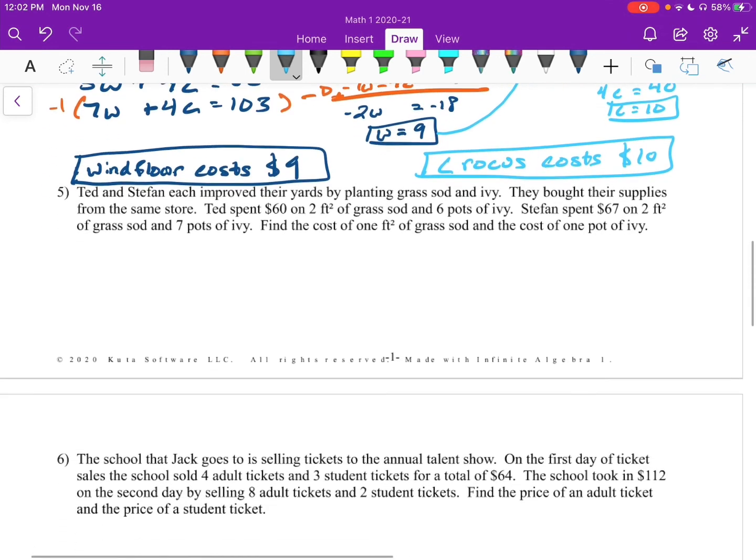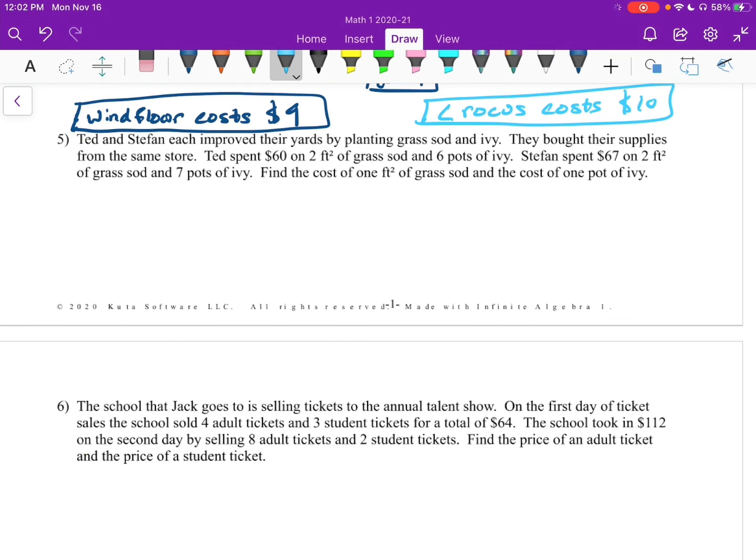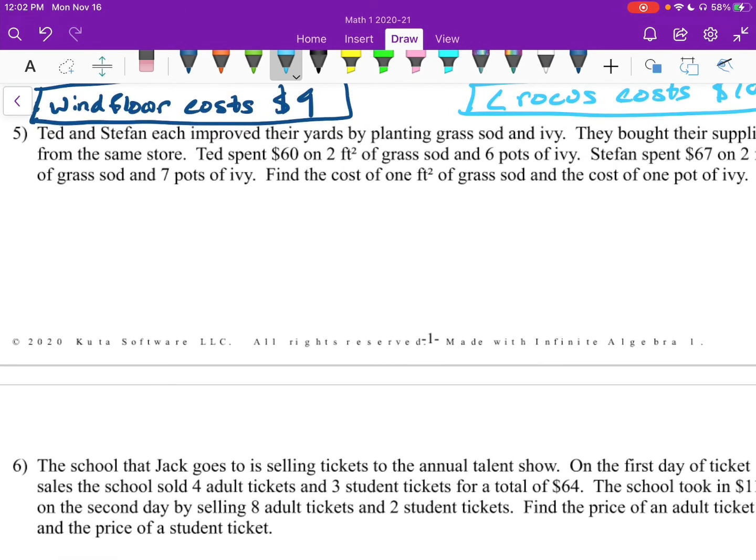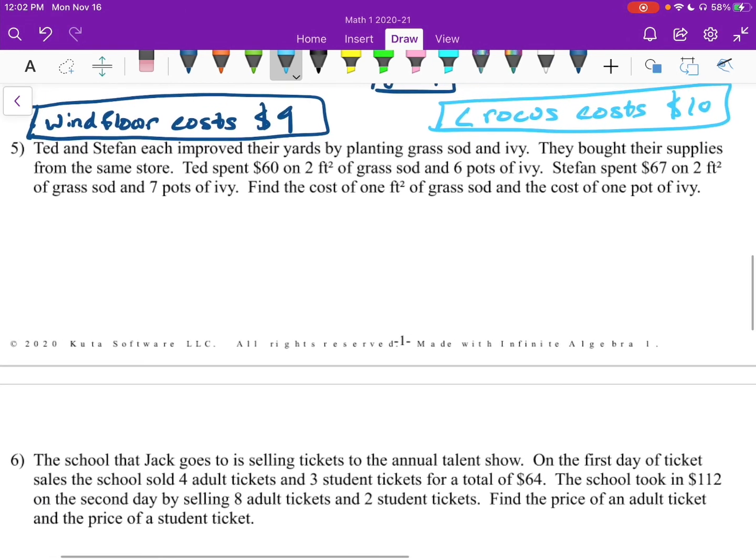Moving on, number 5. Ted and Stefan each improved their yards by planting grass sod and ivy. They bought their supplies from the same store. Ted spent $60 on 2 feet squared of grass sod and 6 pots of ivy. Stefan spent $67 on 2 feet squared of grass sod and 7 pots of ivy. Find the cost of 1 foot squared of grass sod and 1 pot of ivy.